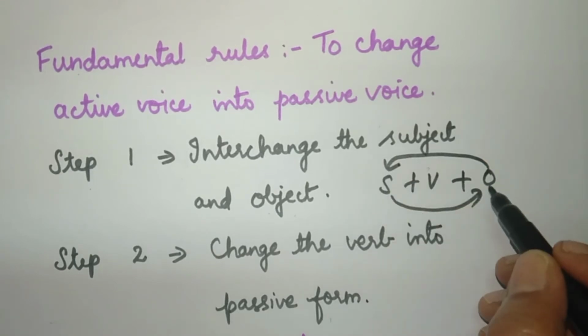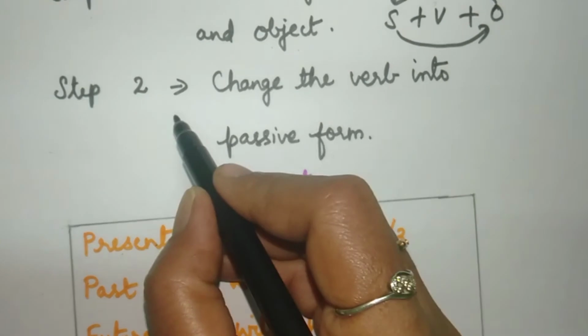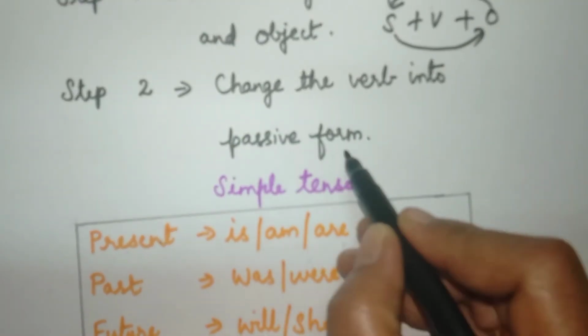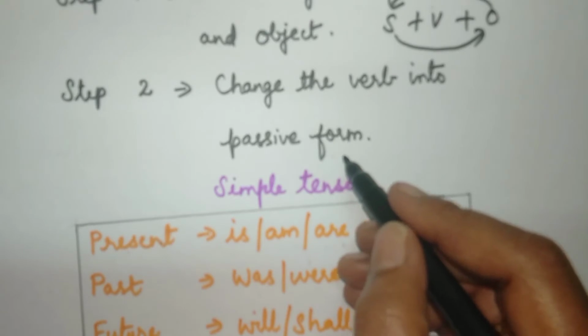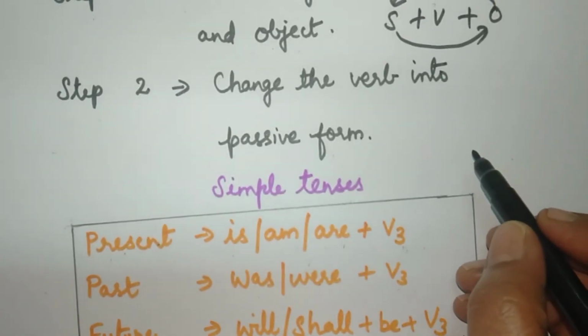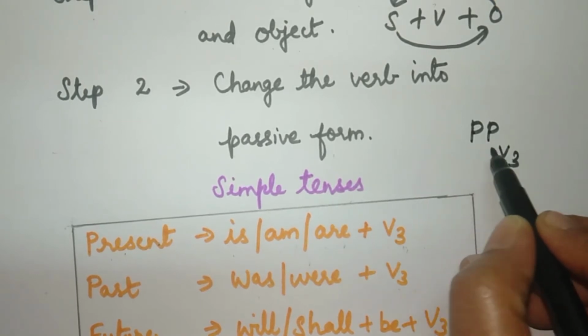So we are interchanging the subject and the object. The second one, step 2, is to change the verb into passive form. We are not going to change the verb entirely. If it is in the present tense, it will stay in the present tense. We are just going to add the past participle, that is the V3 form. That is the only change.